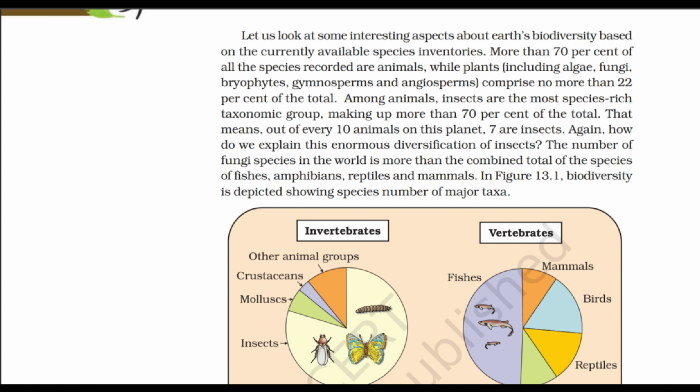Among animals, insects are the most species-rich taxonomic group, making up more than 70% of the total. That means, out of every 10 animals on this planet, 7 are insects. Again, how do we explain this enormous diversification of insects? The number of fungi species in the world is more than the combined total of the species of fishes, amphibians, reptiles, and mammals. In Figure 13.1, biodiversity is depicted showing species number of major taxa.